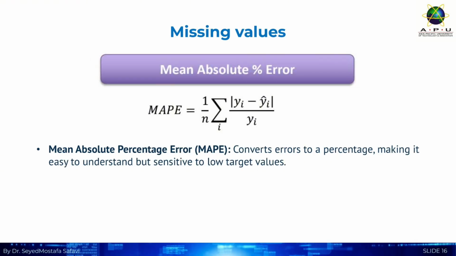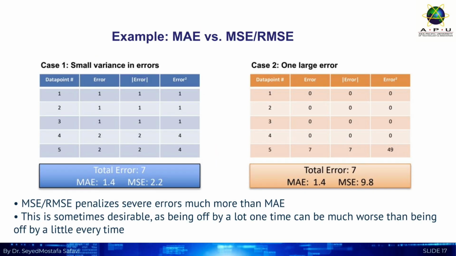Mean absolute percentage error, MAPE. The key here is percentage. It gives you error in a format everyone understands. But be careful. Because you are dividing by the actual target value, it becomes sensitive to low target values, numbers close to 0.